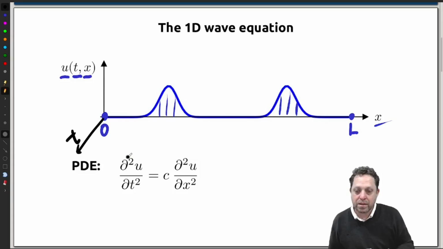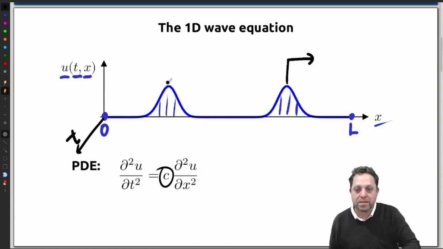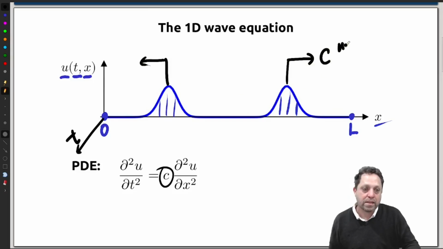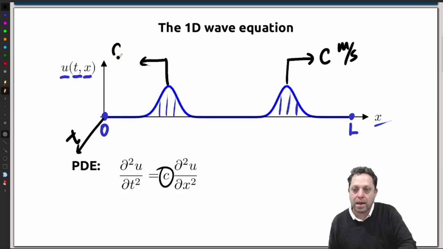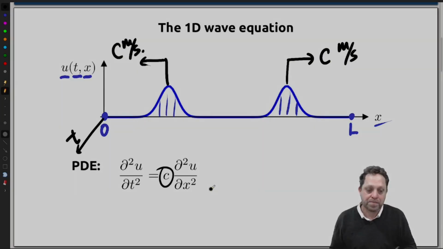Now, we see here the PDE, it says that the second derivative of this function u with respect to time must equal the second derivative of u with respect to x multiplied by a constant c. Now, this constant is the wave speed. That's the speed at which these waves are going to move. So this one is going to the right at a speed c meters per second, and this one's going to the left at a speed c meters per second.